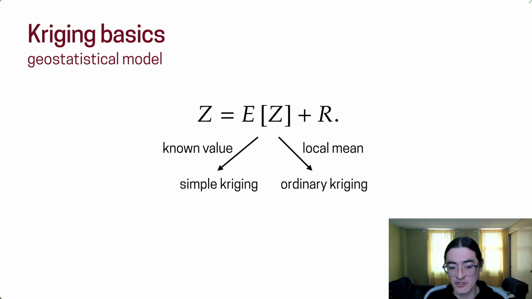And they differ because simple kriging assumes that the expectation has a known value which is fixed, so just a value that you say it's maybe like the mean of the dataset or something, whereas ordinary kriging computes it on the fly using the local mean, so the mean in a neighborhood. And I will cover both of these in the more practical part of this lesson, which comes next.